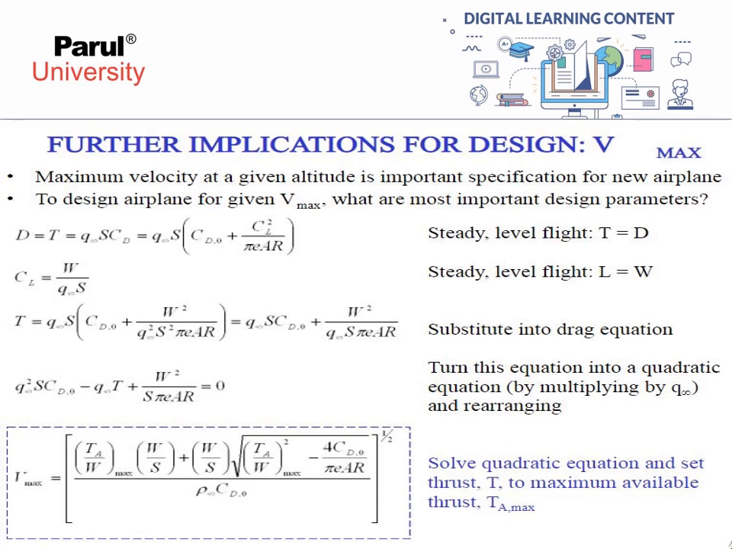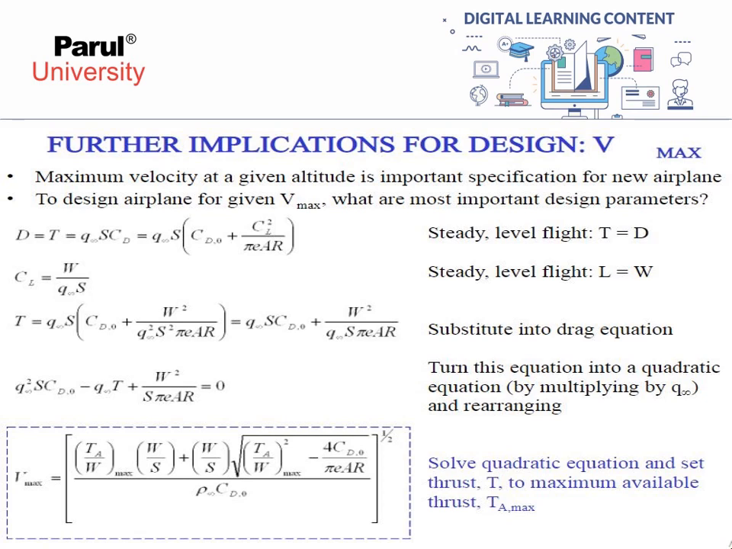After differentiating and putting the value 0, Vmax is nothing but TA by W max, W by S, into plus W by S in brackets TA by W max whole square minus 4 CD naught by pi ER, divided by rho infinity CD naught, and the whole to the power of 1 upon 2.